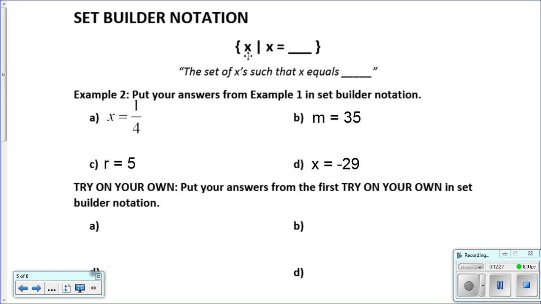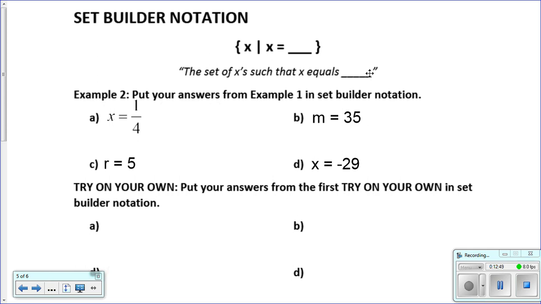So we have x, a line, x equals our answer. Okay, and it's in these little braces again. This is how it's read. The set of x such that, so such that is that little line. Little braces mean sets. Such that x equals whatever the number.